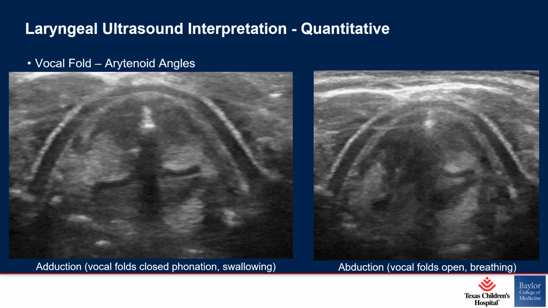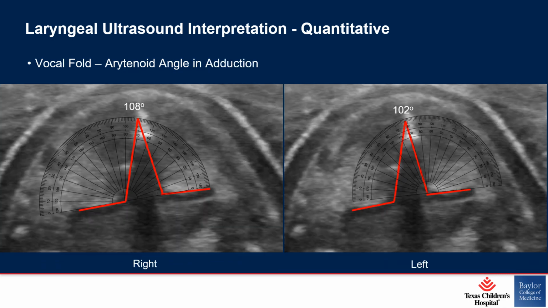For the quantitative evaluation of laryngeal ultrasound, still images are taken of the ultrasound in adduction, where the vocal folds are closed, and abduction, where the vocal folds are open. Then you can imagine a line drawn from the anterior commissure to the arytenoid on each side, and you measure the angle in adduction and again in abduction. In quantitative evaluation of vocal fold mobility, this is where your protractor comes in.